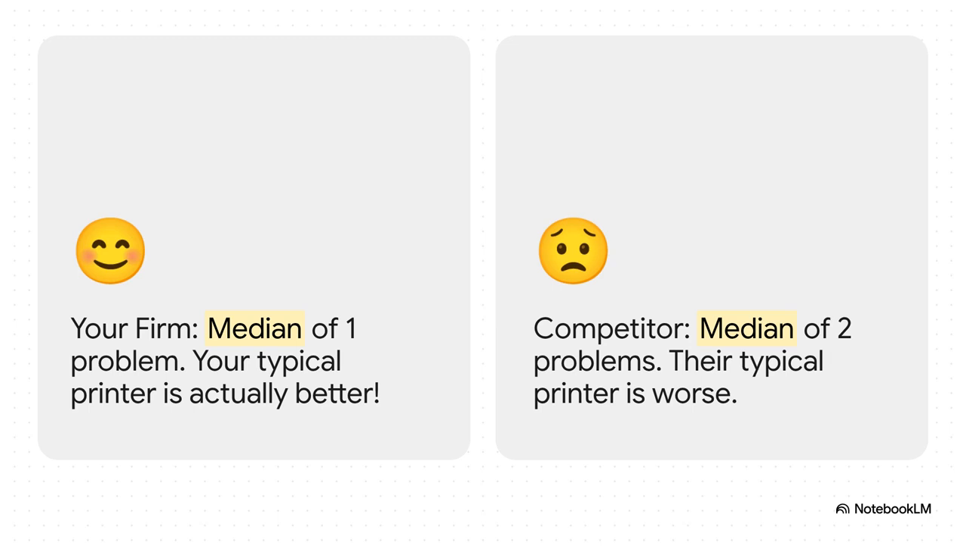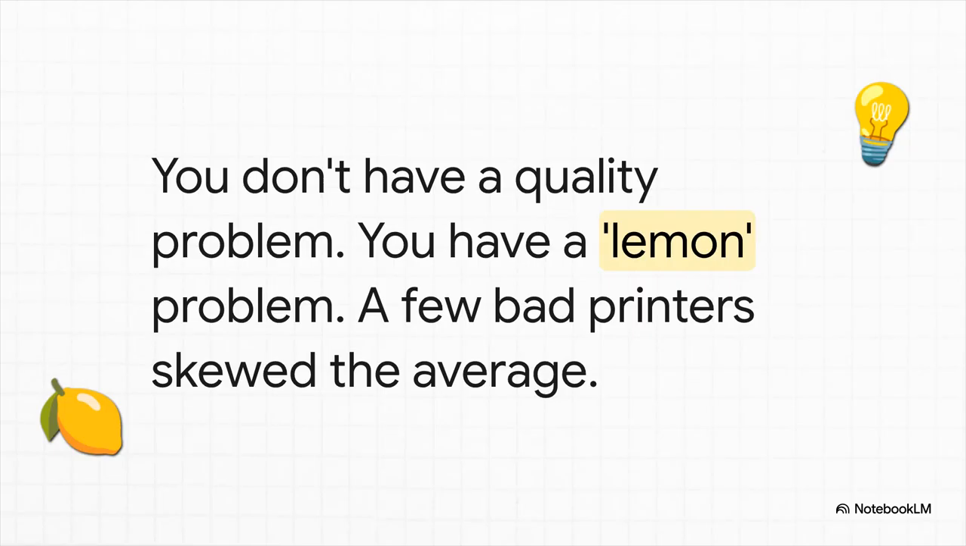So what on earth is going on here? This is the crucial takeaway. Your company doesn't have a massive quality issue across the board. What you have is a lemon problem. See, a handful of really bad printers with a ton of defects were skewing your average way up. Those extreme outliers inflated the mean, but the median, which isn't really affected by those outliers, told the true story. For the most part, your manufacturing is solid. You just need to find out where those lemons are coming from.